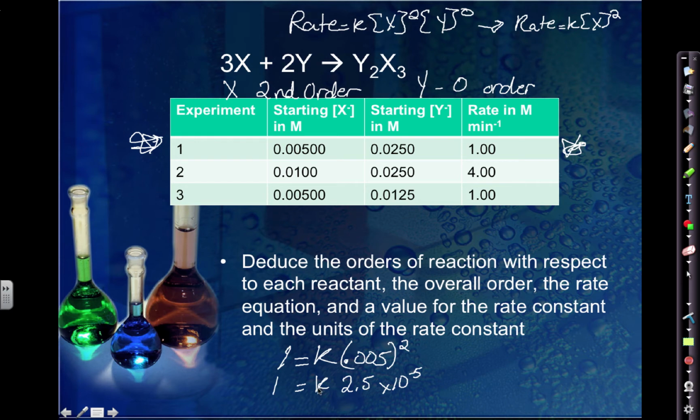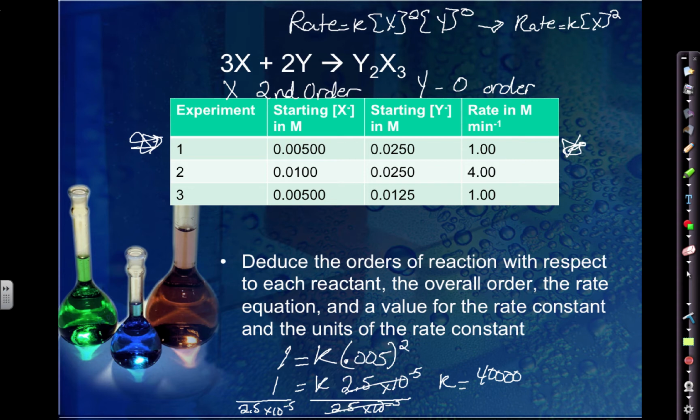Well, if I want to get K by itself, I'm going to divide both sides by this, and just solve for K. So K would be equal to 40,000. And that's a rather large number, and that's okay. All right, so 40,000 is the value of K, but it's also asking for the units.